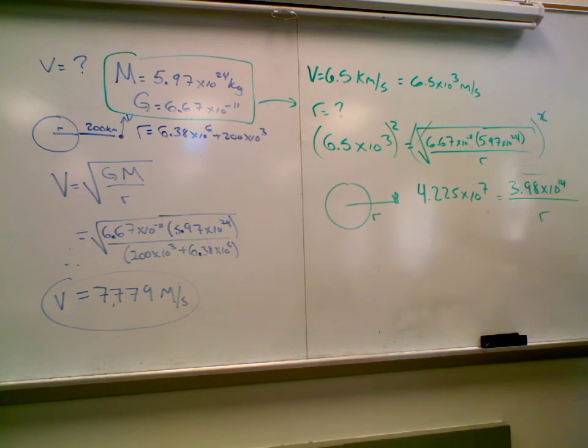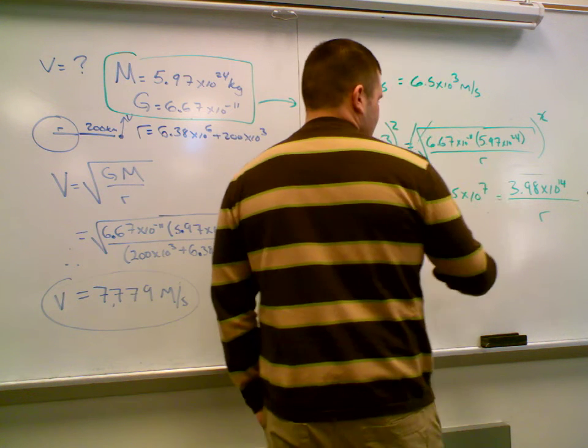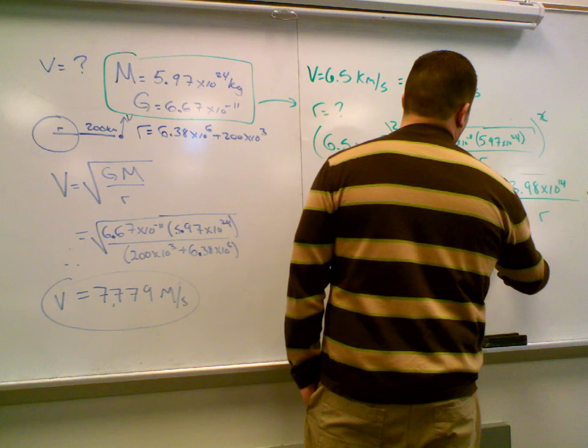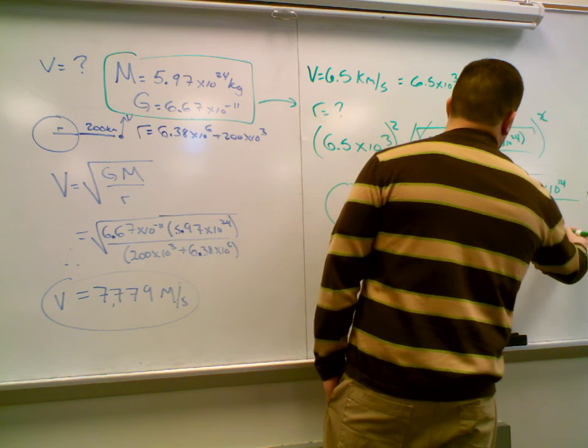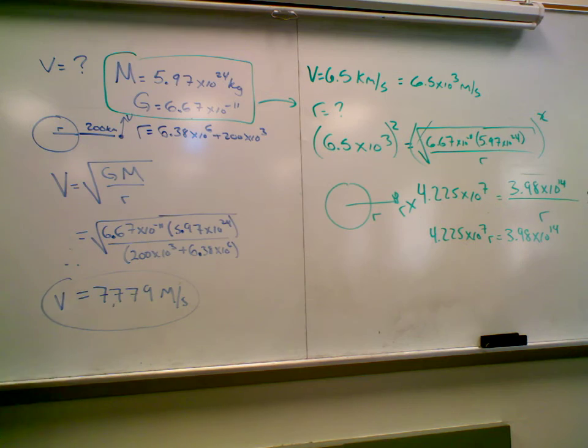So now what do we do? Multiply by r. So then we have 4.225 times 10 to the 7th r equals 3.98 times 10 to the 14th, right? So now how do I solve? Divide. Divide by what? 4.225. Good.